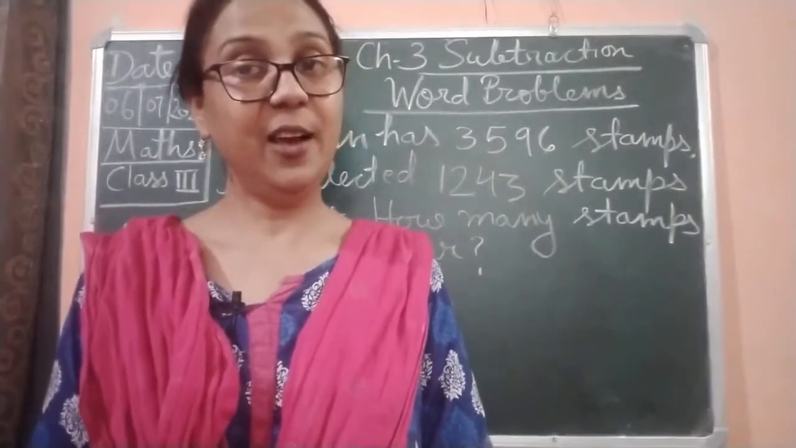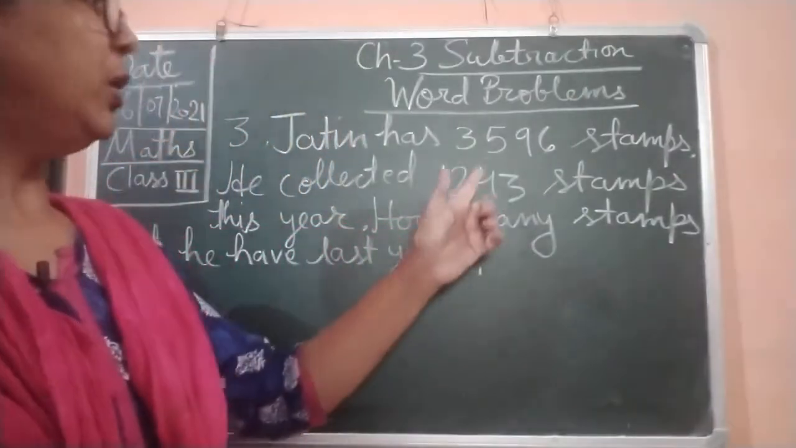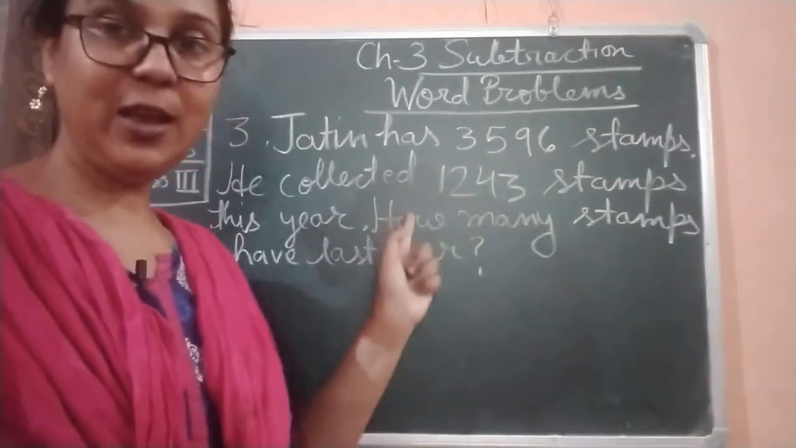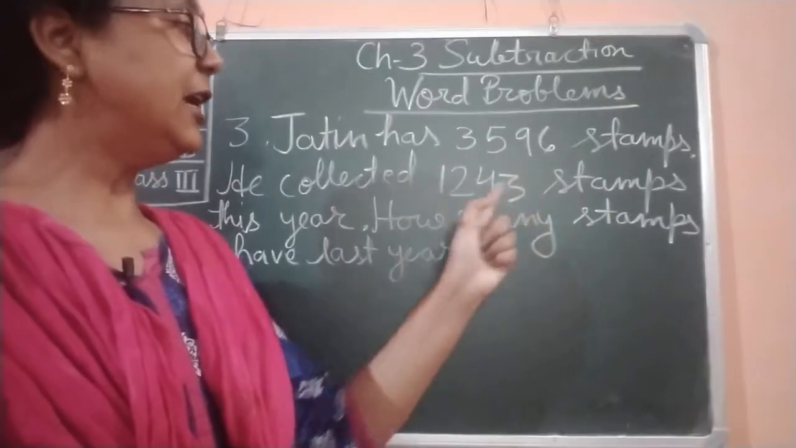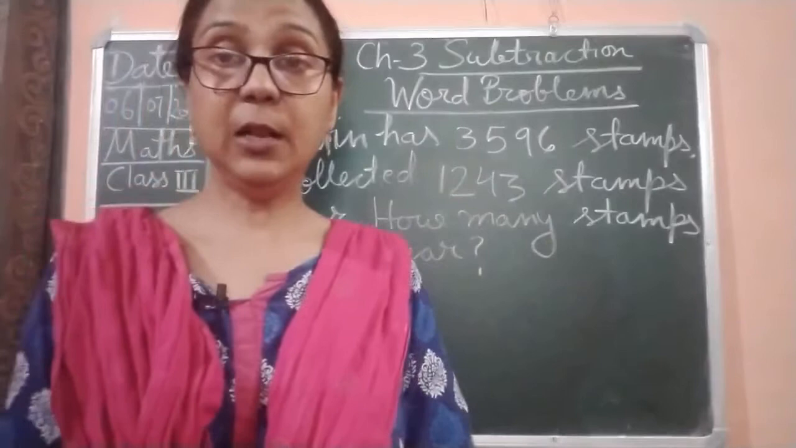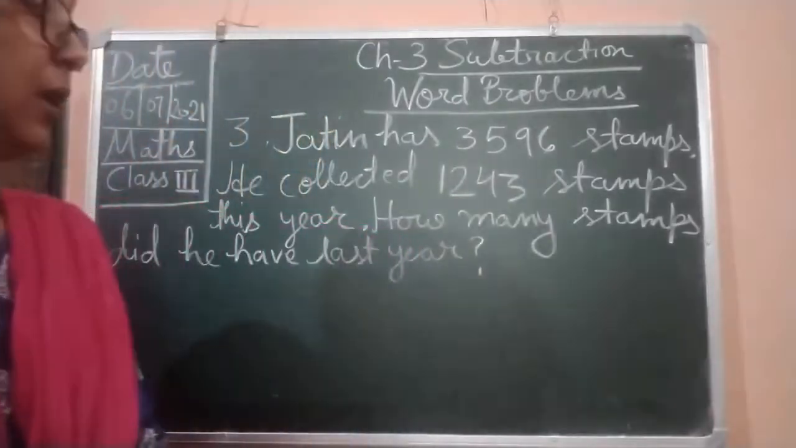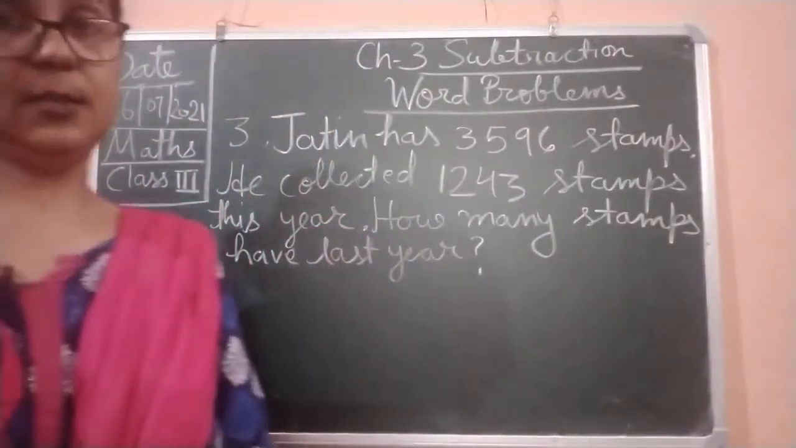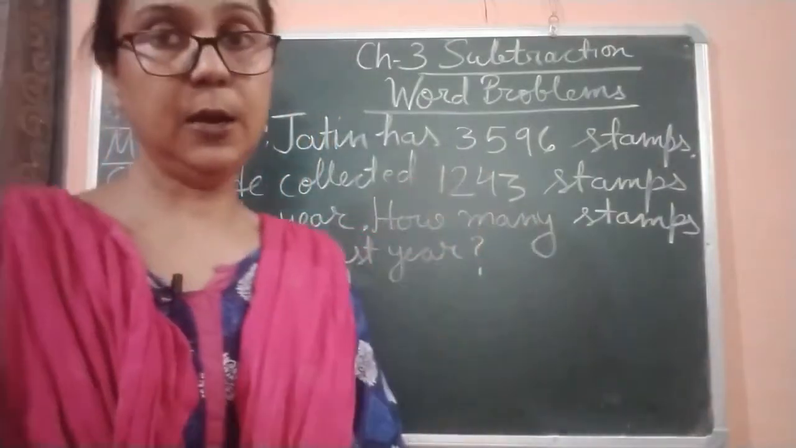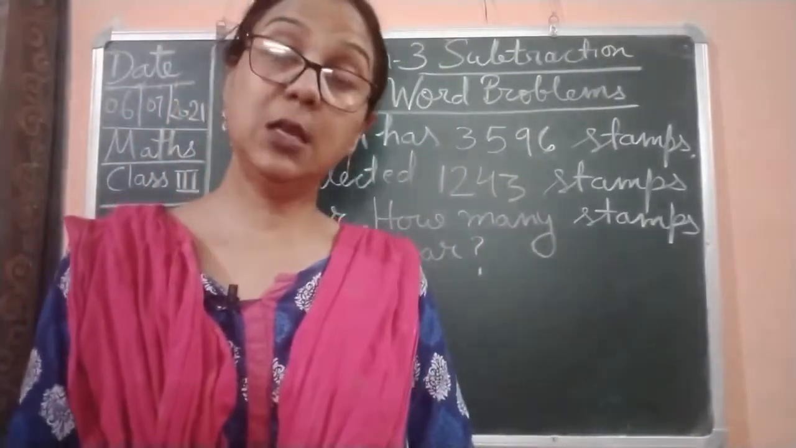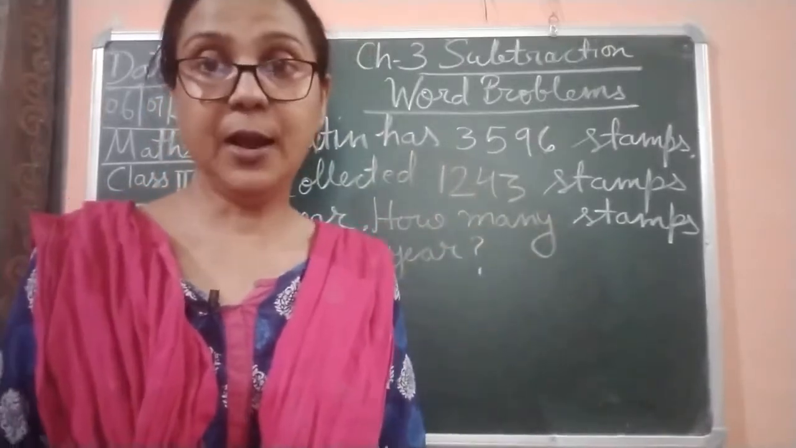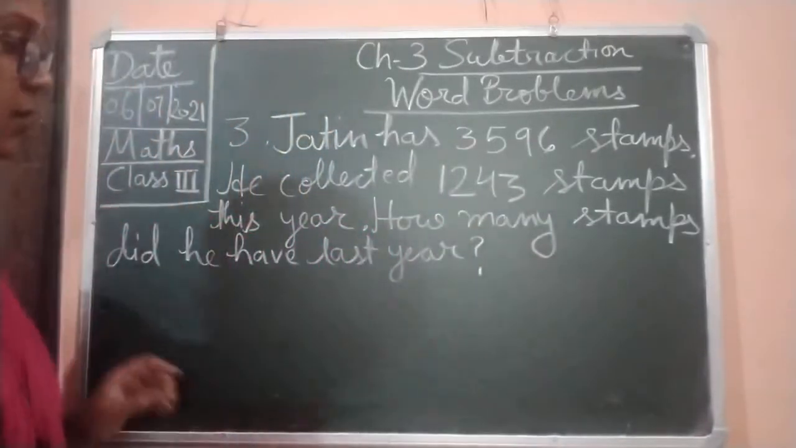So children, here we are going to subtract from the total ones. 3,596, we are going to minus 1,243. Then we will get the answer to how many stamps he had last year. पिछले साल उसके पास कितने स्टैम्प्स थे? इस साल तो उसने इतने स्टैम्प्स इस्तेमाल किए. अब अगर हमें देखना है कि उसके पास कितने स्टैम्प्स पिछले साल थे, लास्ट ईयर कितने थे, तो we have to subtract, then we can write the answer correctly.